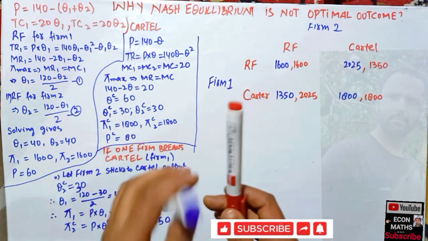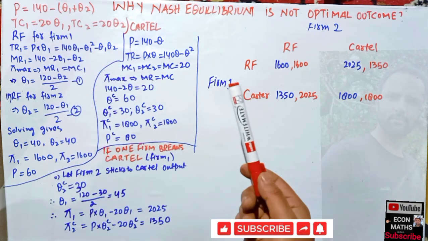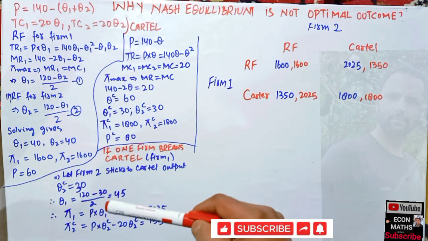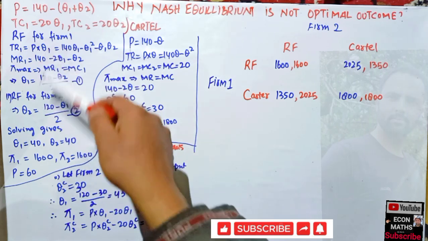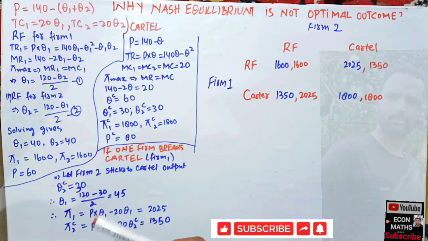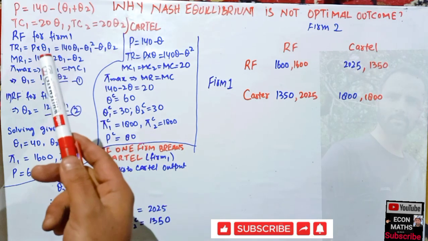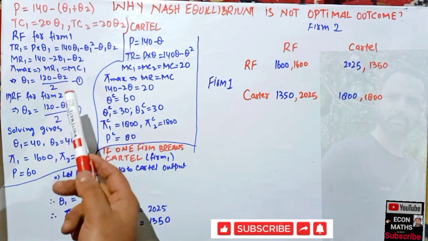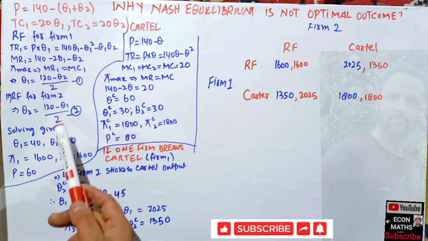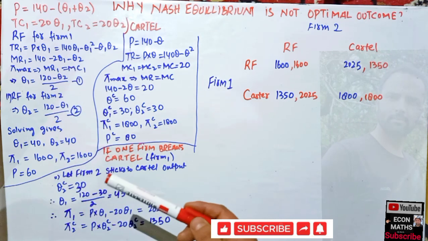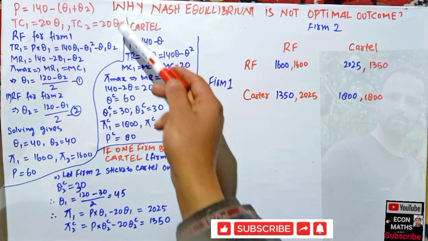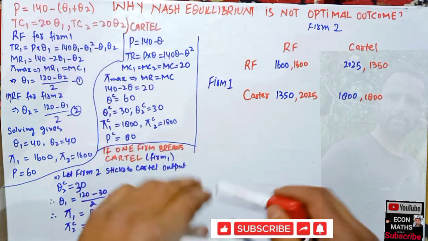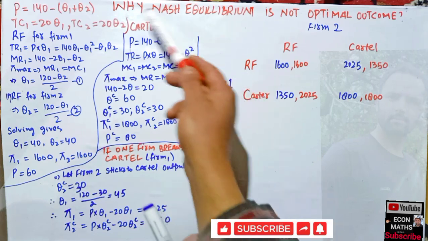I have explained this in detail in the earlier video. I will put a link in the info button and also in the description box, so that you can see how I solved it. This was when the firms were producing according to their reaction functions. After that we were told to find what happens if they jointly produce. That means they form the cartel.